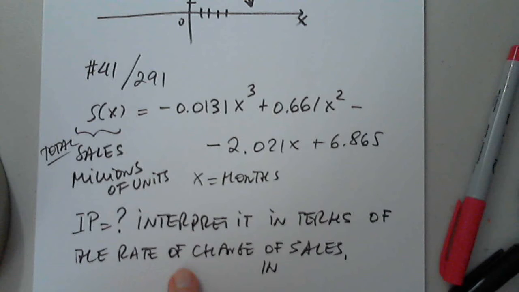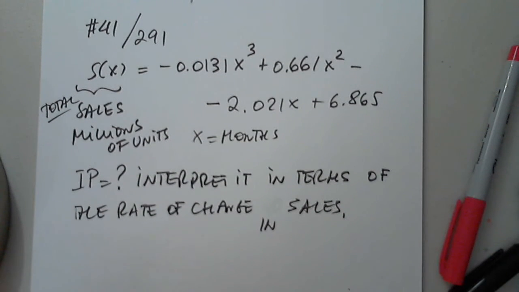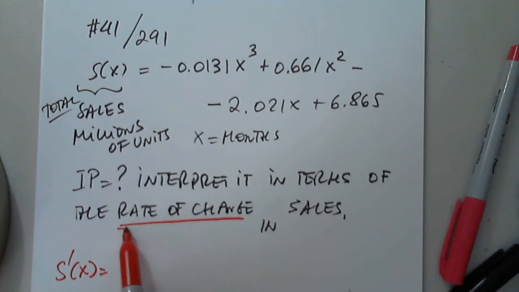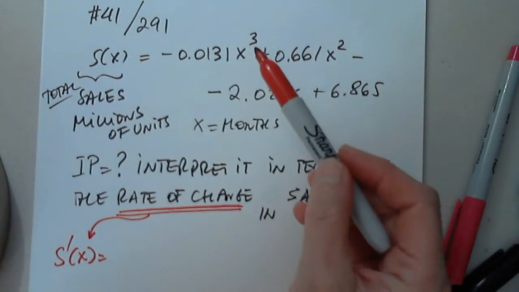When it comes to the rate of change, the inflection point deals with which derivative? Second. Yes, thank you very much. We can never jump over the first, so we have to find the first derivative first. Okay, so let's do it. So S prime will be the rate of change in sales. This is S prime. Okay, so remember how we do it.